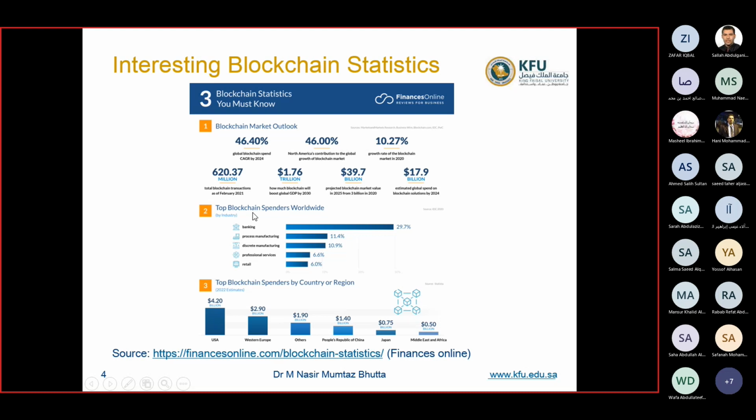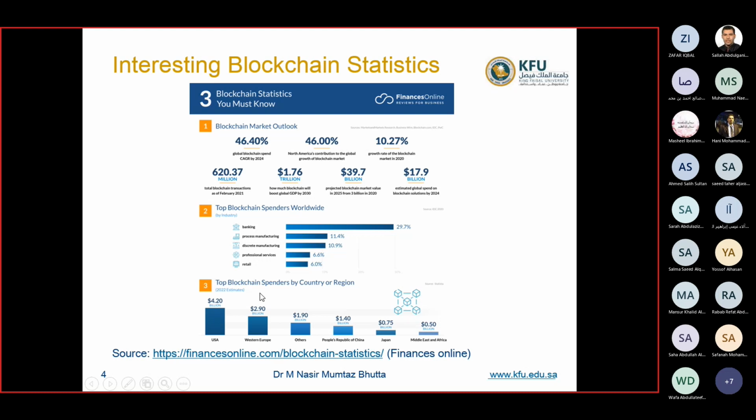And also, of the blockchain spenders worldwide, 29.7% is in banking. Usually it is considered that banks are avoiding it, but you can see it is in the banking sector. The process manufacturers are also spending 11.4%, discrete manufacturing 10.9%, retail 6%, and professional services 6.6%. So blockchain is being spent on as well, beyond cryptocurrency, in the world.